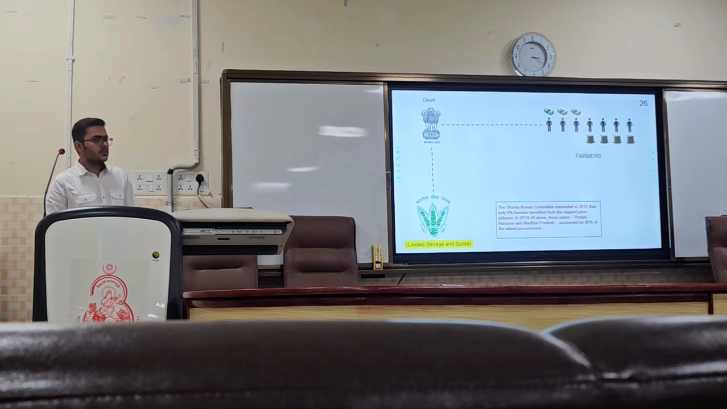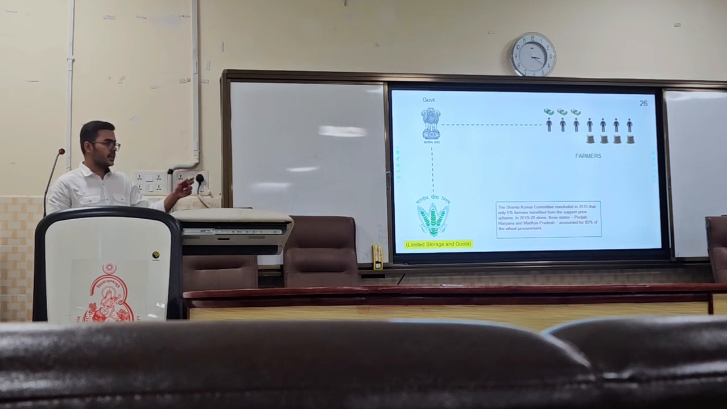Now, what exactly does this scheme do? It is a safety net, but it does not cover all the farmers. It covers only the farmers of Haryana and Punjab. And the Shanta Kumar committee concluded in 2015 that only 6% of farmers benefited from the support price scheme.